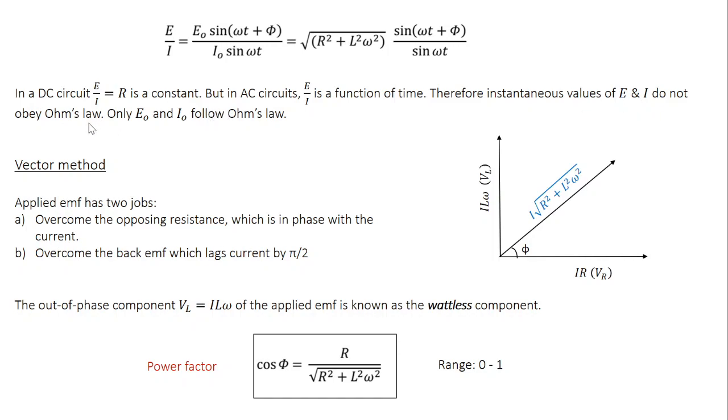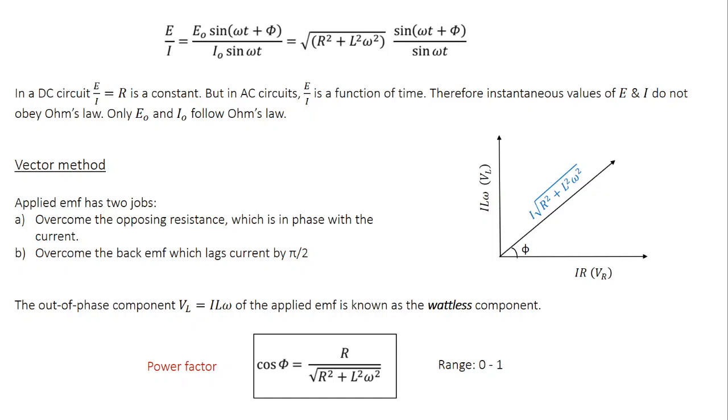On the other hand, if you take the ratio of E naught and I naught, the peak values, you will know that E naught by I naught is nothing but the impedance, square root of R square plus L square omega square, which is a constant for a given circuit. So in the case of AC circuits, only E naught and I naught obey Ohm's law, whereas the instantaneous values E and I do not obey the Ohm's law.